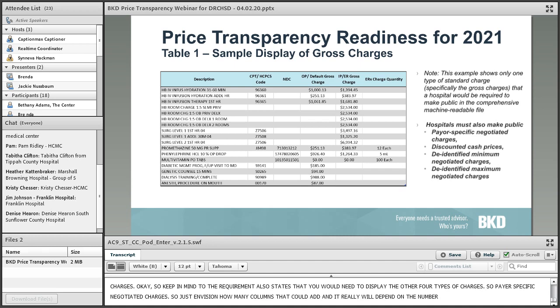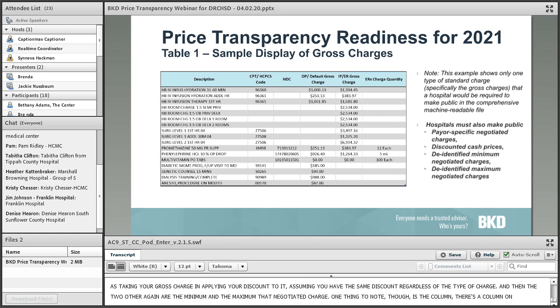So as promised, now here's an example of how CMS envisions the way a hospital would display gross charges. Okay, so keep in mind the requirement also states that you would need to display the other 4 types of charges. So payer-specific negotiated charges. So just envision how many columns that could add. And it really will depend on the number of payers you have and the number of contract terms that you have for each payer. So an example could be Blue Cross Blue Shield. You've got an HMO price or contract negotiated, and then you could have PPO rates as well.